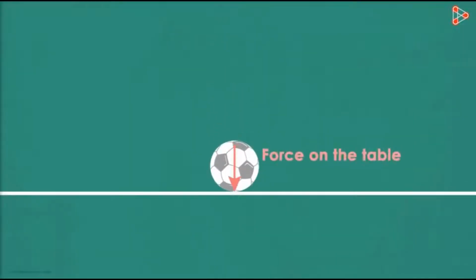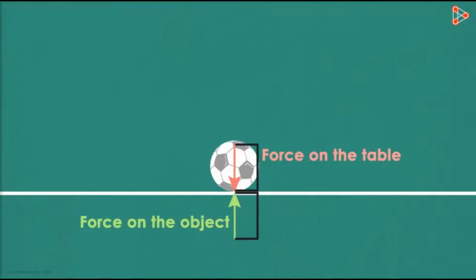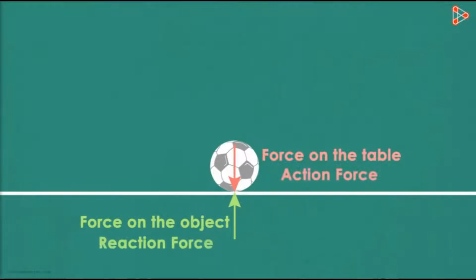What happens when you place an object on the table? The object exerts a force on the table, and the table exerts an upward force on the object. There are two forces that result from this interaction: a force on the table and a force on the object. The magnitudes of the two forces are the same, but the directions are opposite. These forces are called action and reaction forces. The force exerted by the object on the table is the action force, and the force exerted by the table on the object is the reaction force.